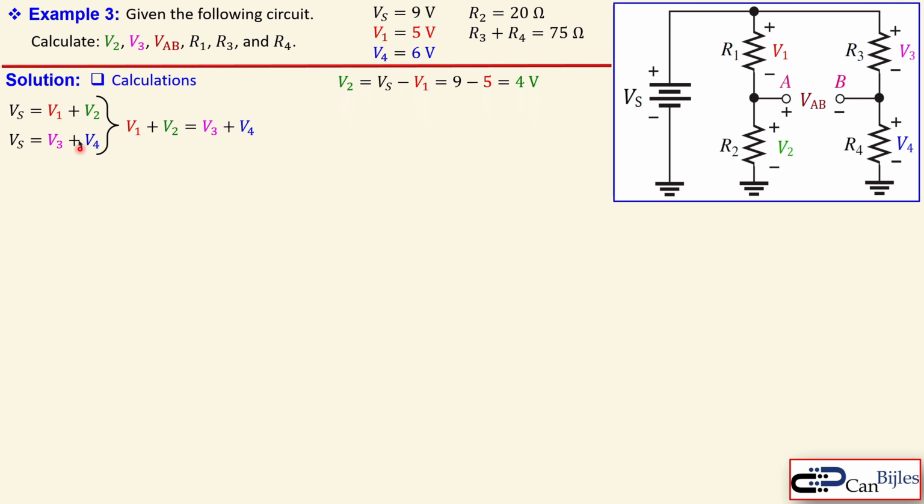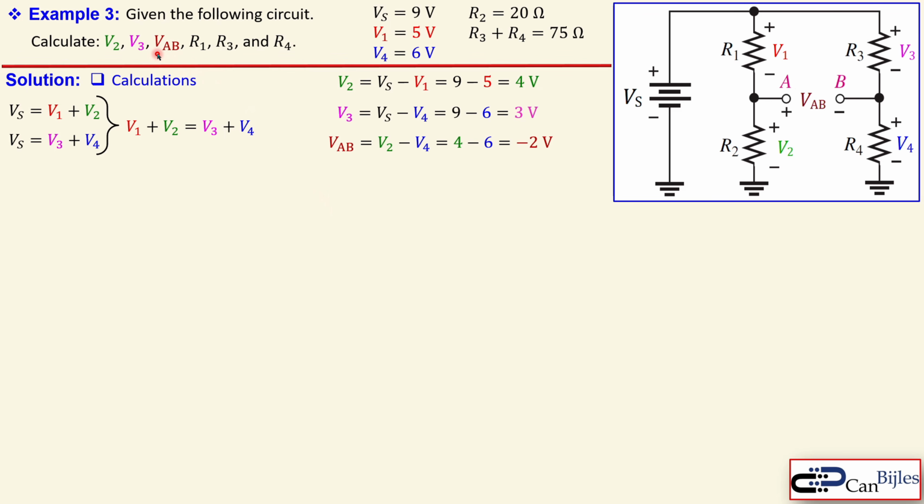Now we can use these equations easily for calculating V2 and V3, because V2 from this equation is Vs minus V1. That's 9 minus 5, which is then 4 volts. And from this equation we can say V3 is equal to Vs minus V4, that is just 9 minus 6, which is 3 volts.